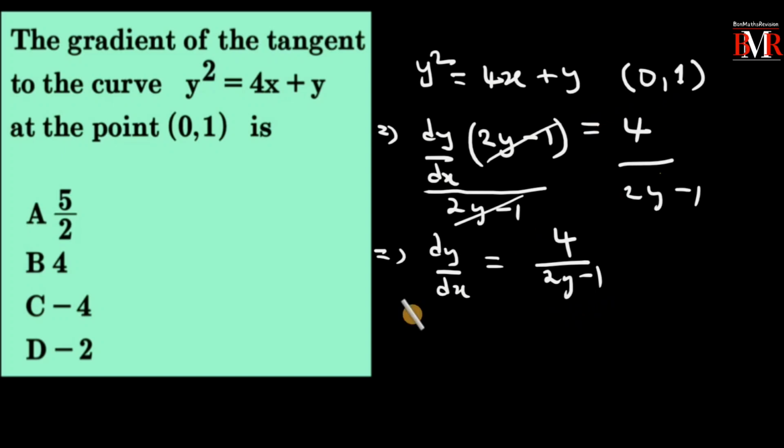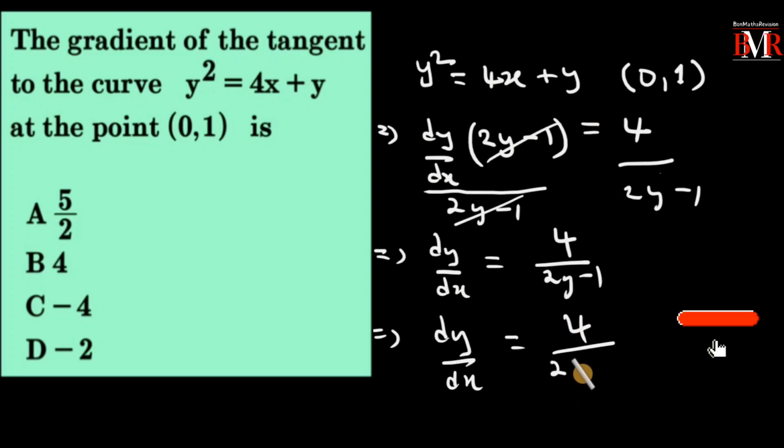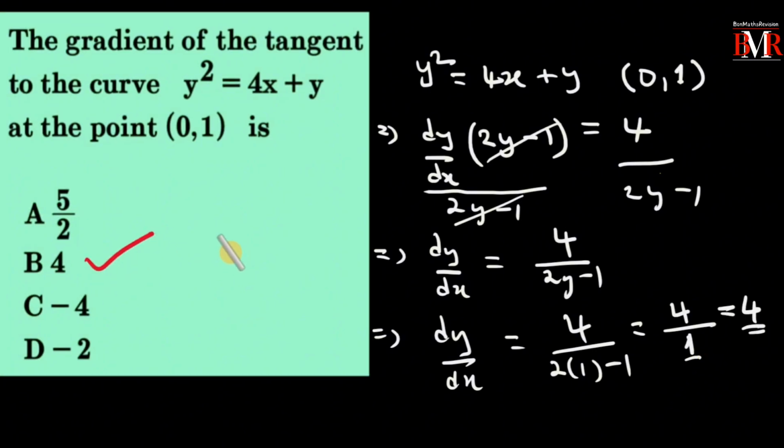So at the point (0, 1), the gradient will be dy/dx equals 4 over 2 times 1 minus 1. You know the value of y at this point is 1, so in the place of y, I substituted 1. 4 over 2 times 1 is 2. 2 minus 1 is 1. That's 4 over 1, which is the same as 4. The right answer is this, which is B.